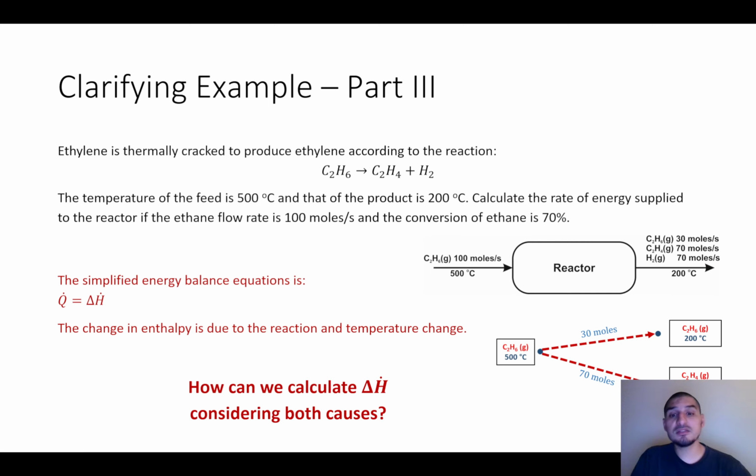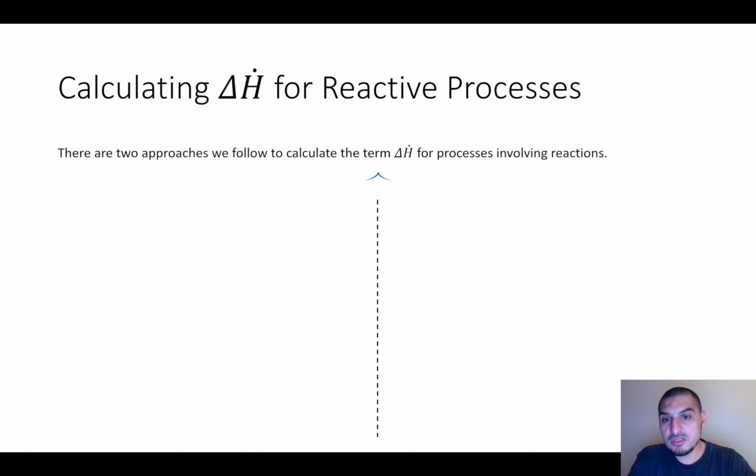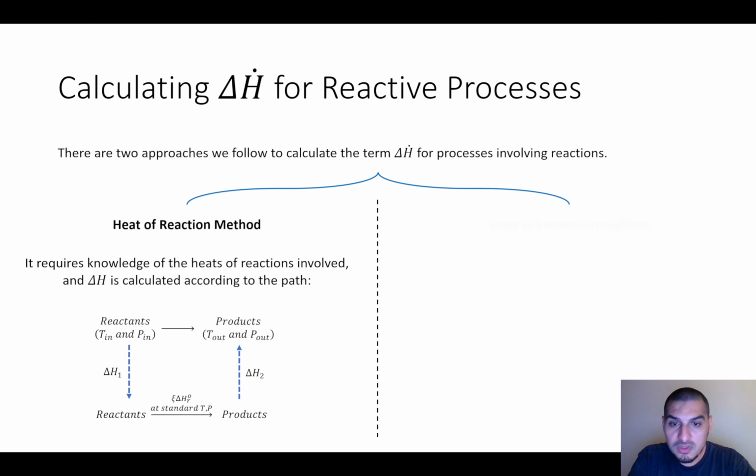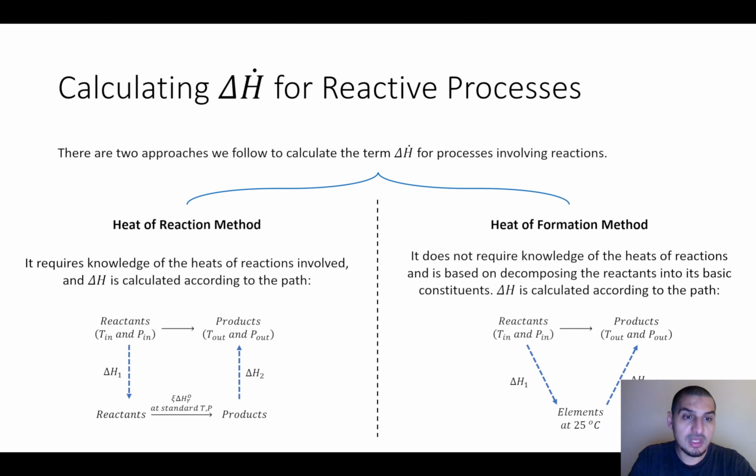And this is the point I want to make from this video, that we understand now where we are standing and the problem or the challenge that we are facing, and we want to find out how to get this delta H calculated. The way we are going to do this is using one of two methods. One of them is called the heat of reaction method. The second is called the heat of formation method.